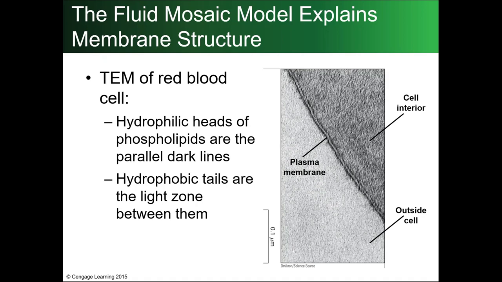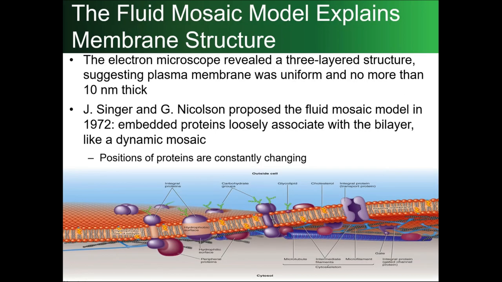In 1972, Jonathan Singer and Garth Nicolson of the University of California, San Diego, proposed a model of membrane structure that represented a synthesis of known properties of biological membranes. This is known as the fluid mosaic model. It's wonderful, actually. So, what do we mean by the fluid mosaic model?